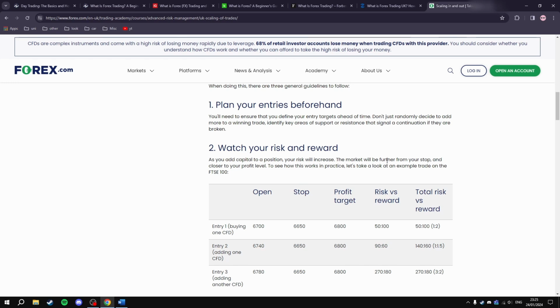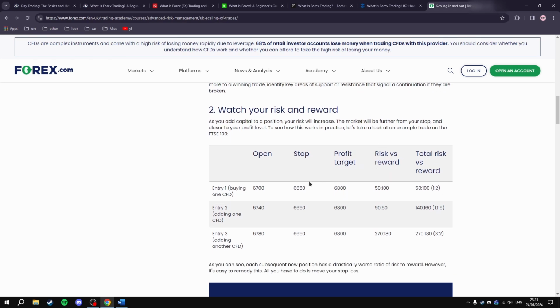To see how this works in practice, let's take a look at an example trade on the FTSE 100. Entry 1, buying 1 CFD. Open 6,700, stop 6,650, profit target 6,800. Risk versus reward 50 to 100.